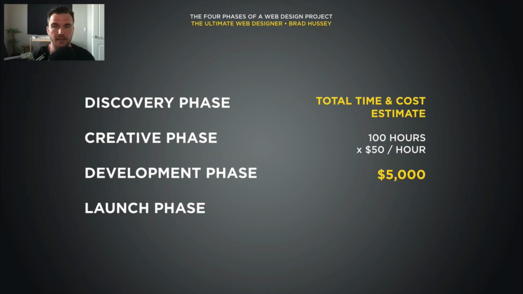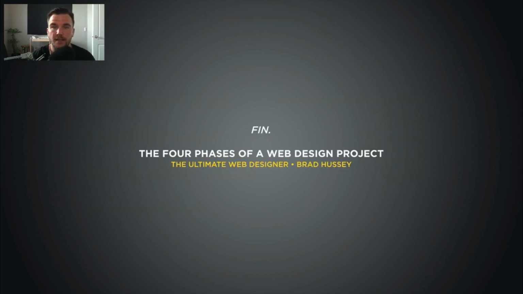And this is how I actually quote my client. I'll say discovery phase. I'll give some subpoints, like wireframing, discussion, so on and so forth. Pretty much like this entire presentation that you just watched. It's pretty much how my estimates will look. Then creative phase, development phase, launch phase. Total time and cost estimate, about 100 hours, $50 an hour, $5,000. That's a pretty good cost estimate for, say, a fairly straightforward custom WordPress website. So yeah, those are the 4 phases of the web design project.